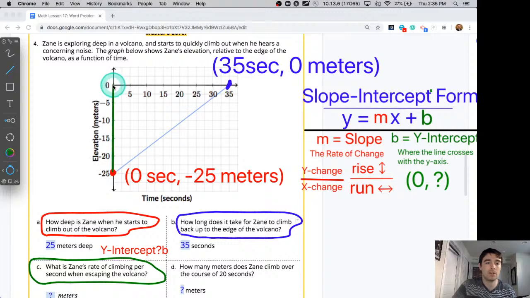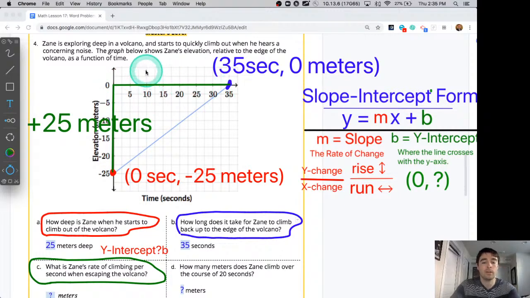a line that goes up and a line that goes to the right. And up represents his climb, and we know from negative 25 meters to the top, to 0, that Zane has climbed there by plus 25 meters. And we also know that it took him from the 0-second mark here all the way to the 35-second mark. So that means it must have taken Zane a total of 35 seconds to climb those 25 meters up.